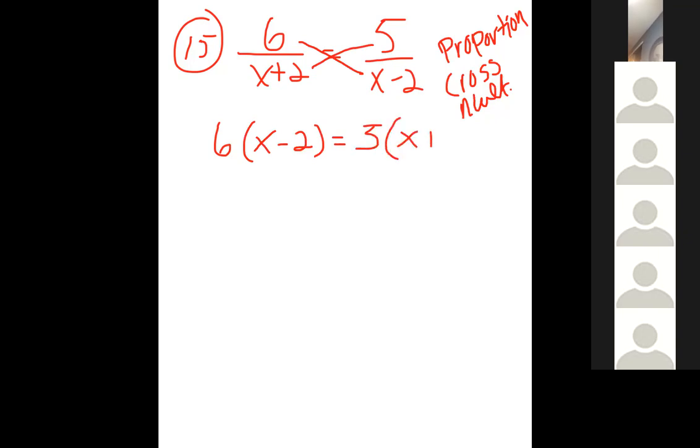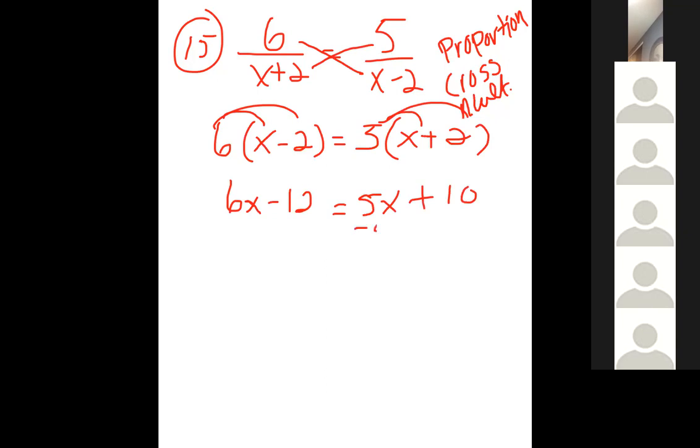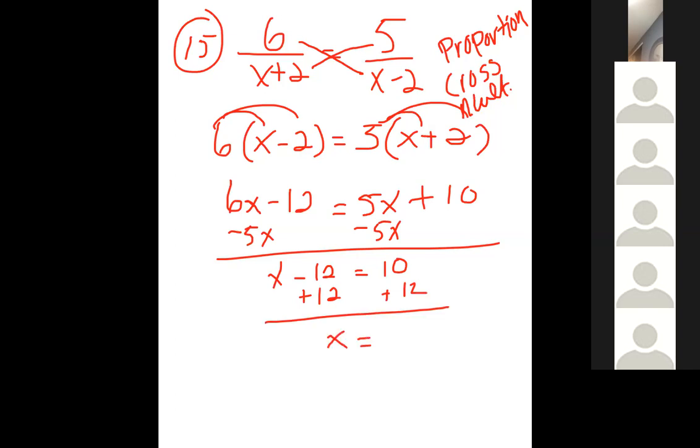5 times x plus 2, and then work it out. So 6 times x, 6 times 2 gives you 6x minus 12. And then 5 times x, 5 times 2 gives you 5x plus 10. Subtract the 5x on both sides. So that leaves you with x minus 12 is equal to 10. Now add the 12 to both sides. So you get x equals 22. So there's your answer. Now, I haven't been checking my solutions, but if I get to one, guys, where we should be checking the solutions, I will go ahead and definitely do that, okay? Any questions?